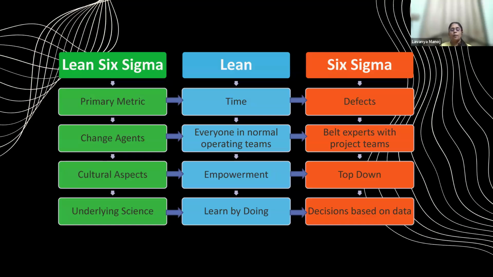When you are combining lean and Six Sigma together in the organization, they will become a change agent. They are coming with a new concept, giving something new. They have changed something which was conventionally done in the past. Then empowerment. Here lean gives empowerment to each and every employee in the organization.